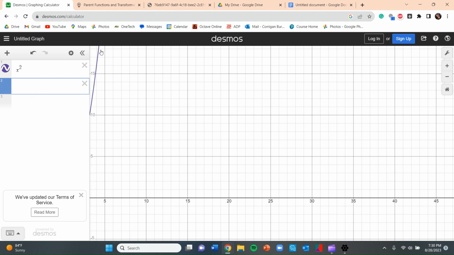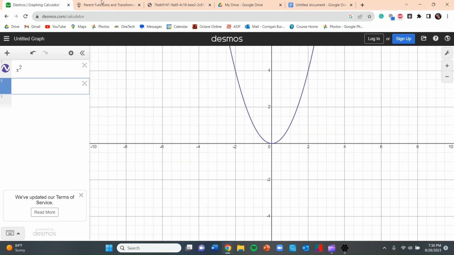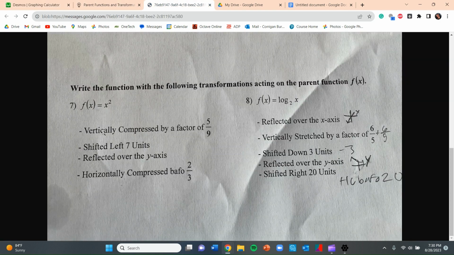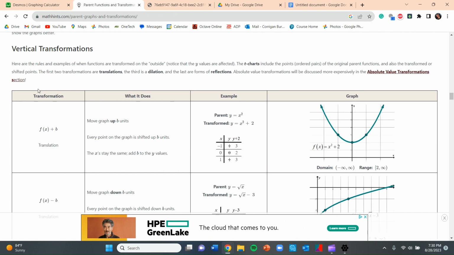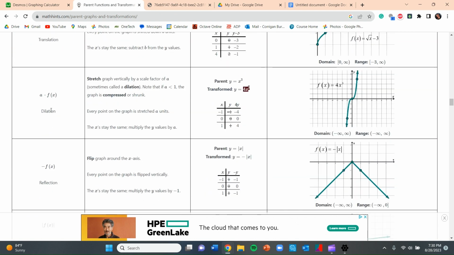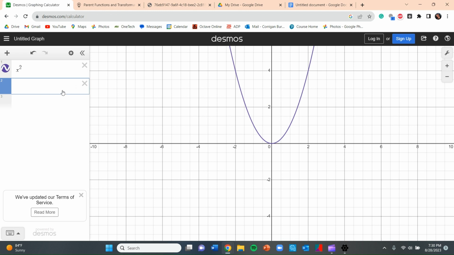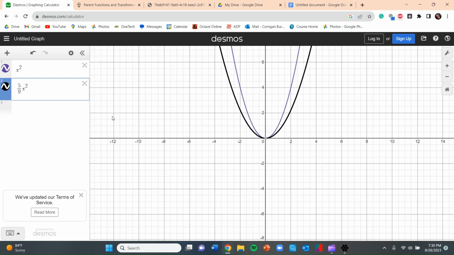Next thing we're looking for is vertically compressed by a factor of 5 over 9. So if we look at our vertical transformations here, and we're looking for a dilation, which is right there because it can be stretched or compressed, we're just going to multiply what we have by that 5/9 factor. So that's easy enough. So this is a vertical compression of 5/9.